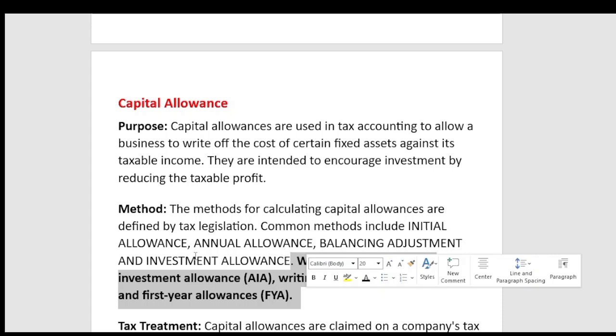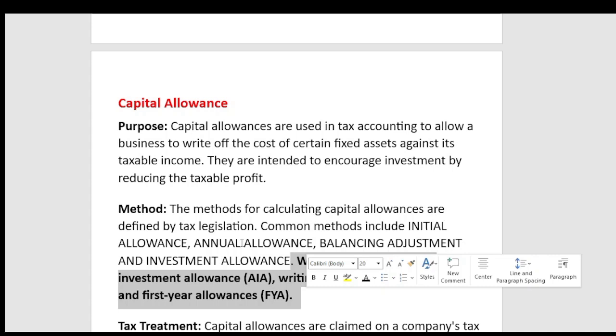Now, initial allowance occurs just once in the life of that asset, as long as that asset is qualified for capital allowance. It happens once in the life of the asset, and the percentage differs depending on what the tax authority has said: this particular asset should be 20%, should be 25% initial. It just depends on the percentage fixed by the tax regulators or tax authorities.